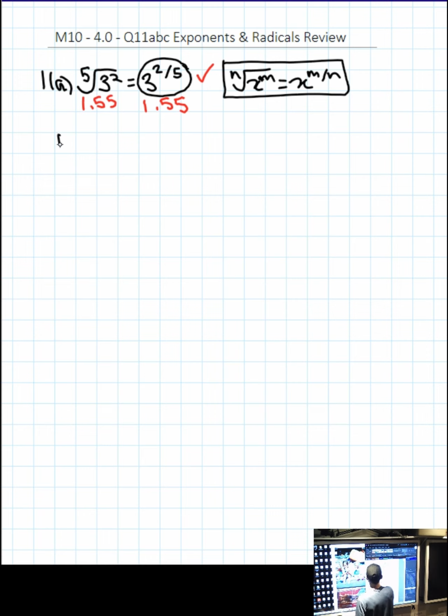Okay, B, square root of 6. So I'm going to put some numbers that aren't actually there. So we have a square root, so that's a little 2, and 6 as an exponent of 1. Then I can convert it using the same formula as we just did in the top right. And we're going to get 6 to the 1 over 2. Circle our answer. We can check our answer by doing the square root of 6 and getting 2.45.